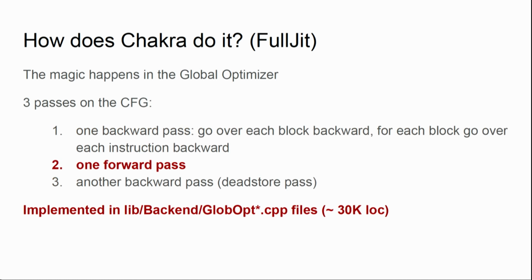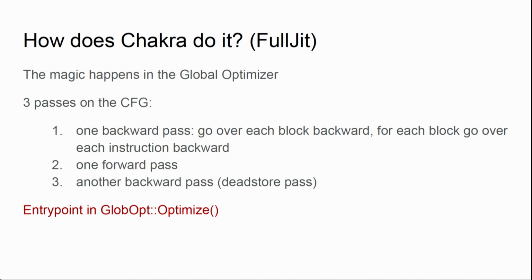And the forward pass is the most interesting one that performs most of the optimization, and it's about 30,000 lines of code. I put the file names in there if you're interested to check out on your own. And the whole thing starts in the GlobOptimize. So if you want to look for the entry point, this is the function you want to look at in the code.